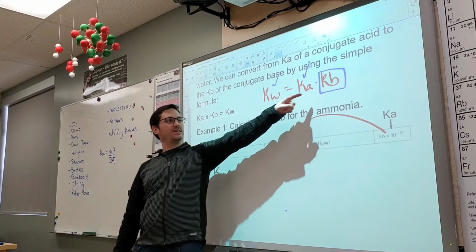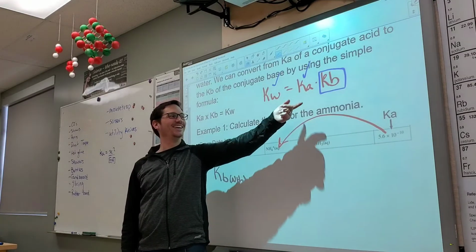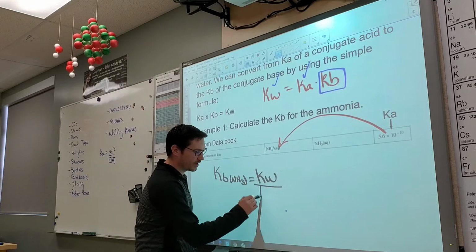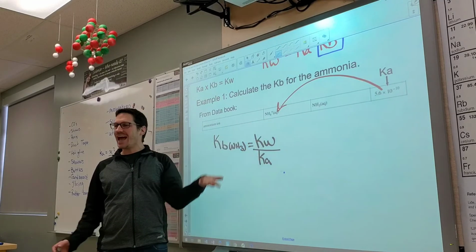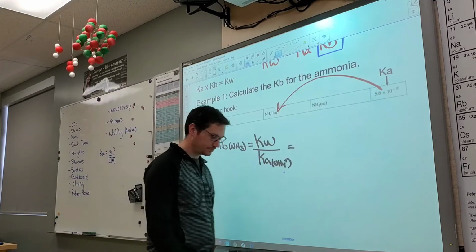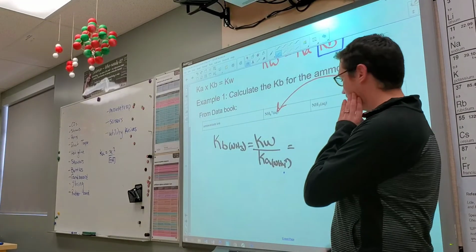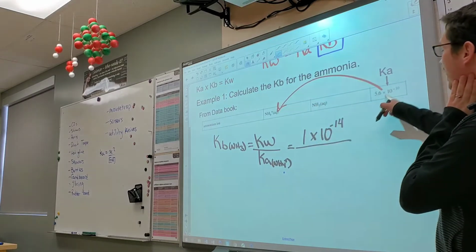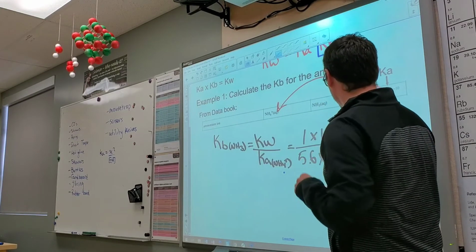How can I rearrange this to get Kb all by itself? Divide both sides by Ka, right? So we're going to get Kw divided by Ka. And I want to be very clear, it's the Ka of the conjugate acid, of the ammonium ion. What is Kw? 1 times 10 to the negative 14. And the Ka for ammonium is 5.6 times 10 to the negative 10.